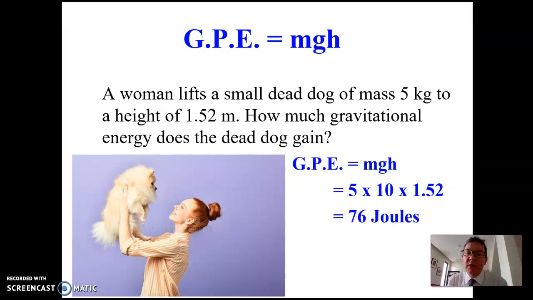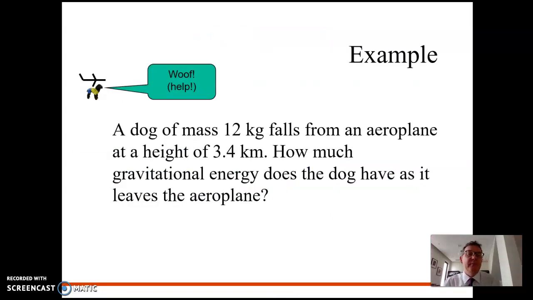Let's have a look at another example. A dog of mass 12 kilograms, so this is a slightly larger dog, falls from an aeroplane at a height of 3.4 kilometers. So this aeroplane is 3.4 kilometers in the air. Straight away you've got to think, hold on, our formulas don't use kilometres, they use metres, so we're going to have to change that. How much gravitational energy does the dog have as it leaves the aeroplane?